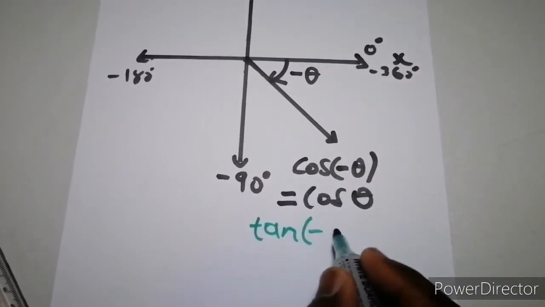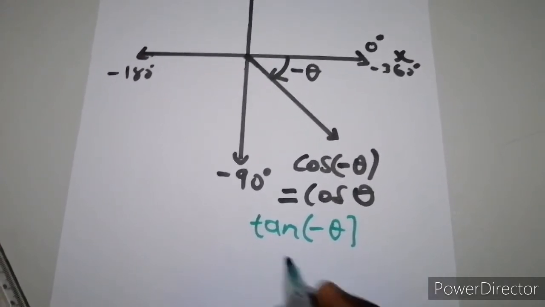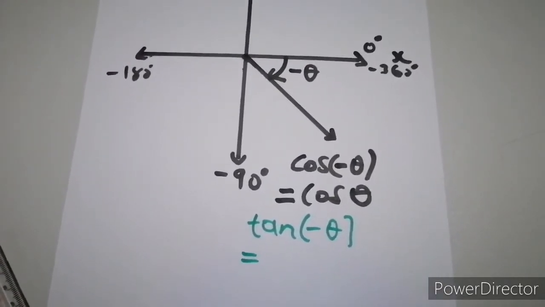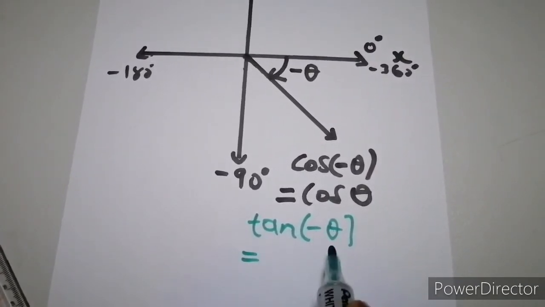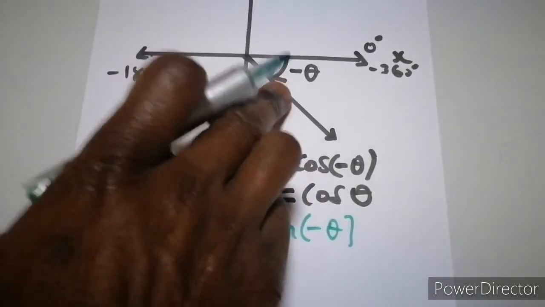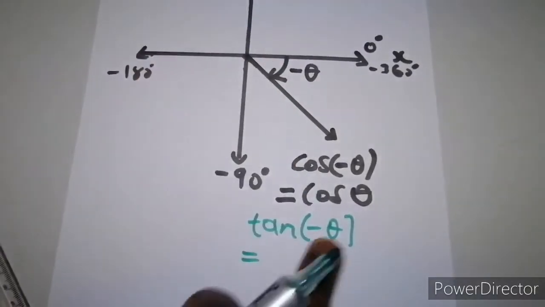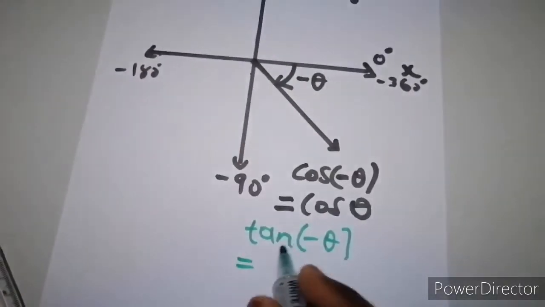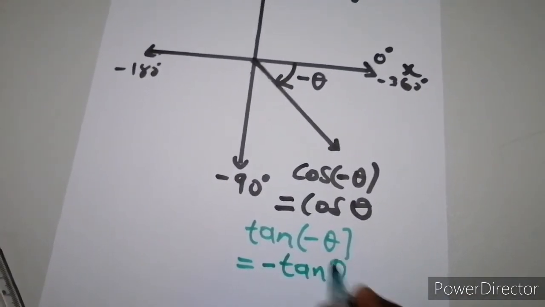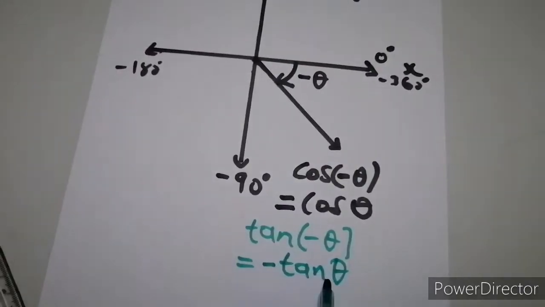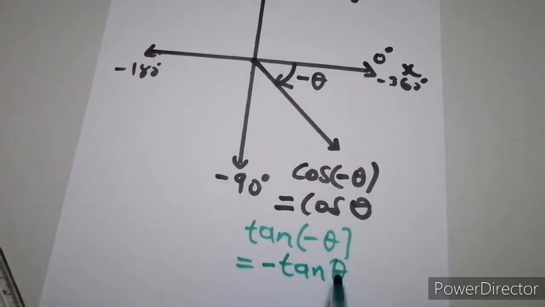the tangent of negative theta now. So what would be the tangent of negative theta? We are using the reduction formula, right, so that we give the function a positive acute angle. This angle is in the fourth quadrant. Therefore, the tangent in that quadrant is negative, the tangent of positive theta.